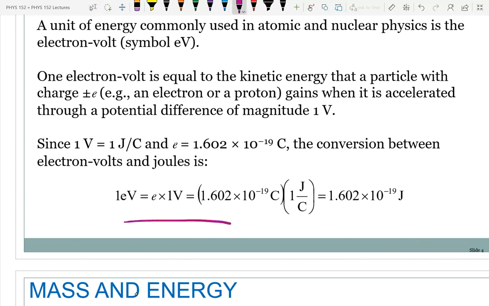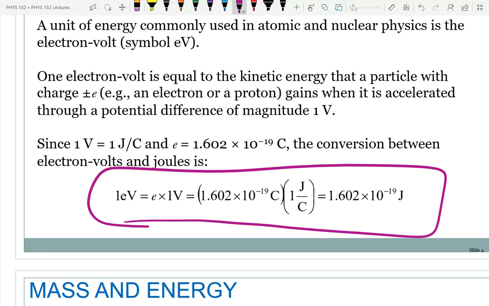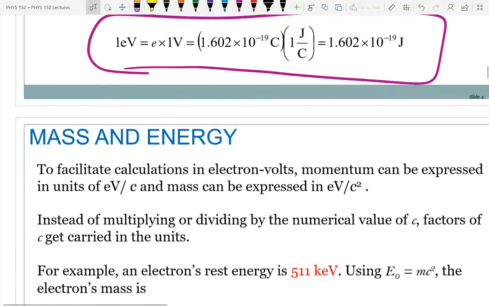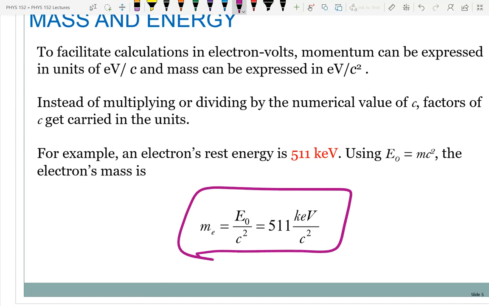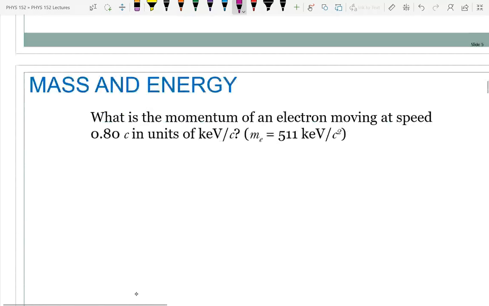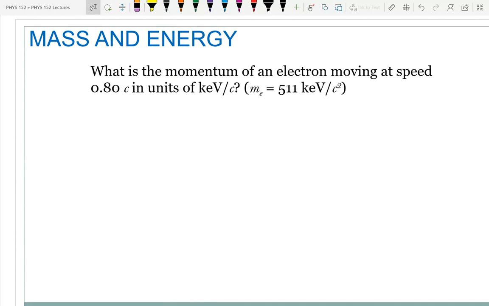And this is something you've seen before. 1 electron volt is the charge of 1 electron times 1 volt, 1.602 times 10 to the minus 19 joules. And so here is the calculation I just did for the mass of an electron. Moving on. What's the momentum of an electron moving at a speed of 0.80 c in terms of kiloelectron volts per c?